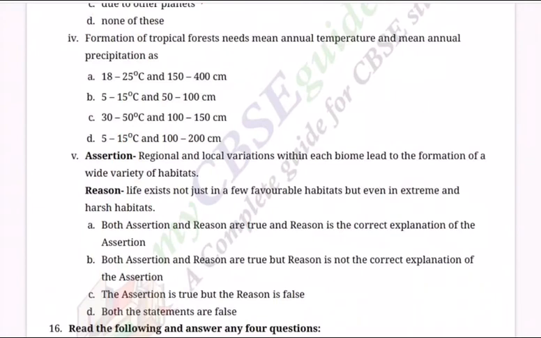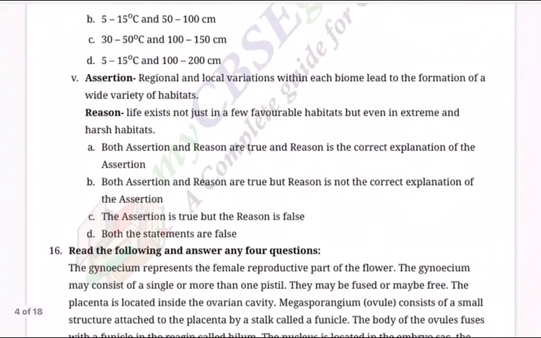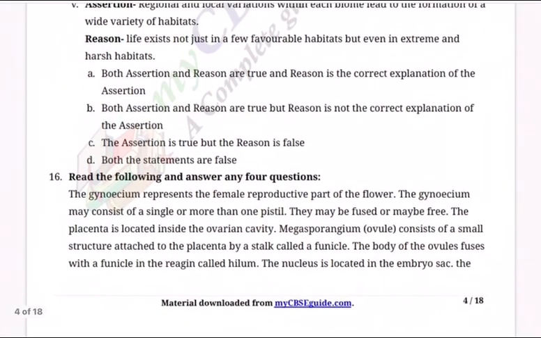Now again assertion and reasoning. Assertion: Regional and local variations within each biome lead to the formation of a wide variety of habitats. Reason: Life exists not just in a few favorable habitats but even in extreme and harsh habitats. A. Both A and R are true and R is the correct explanation of the assertion. B. Both A and R are true but R is not the correct explanation of A. C. A is true but R is false. D. Both A and R are false.